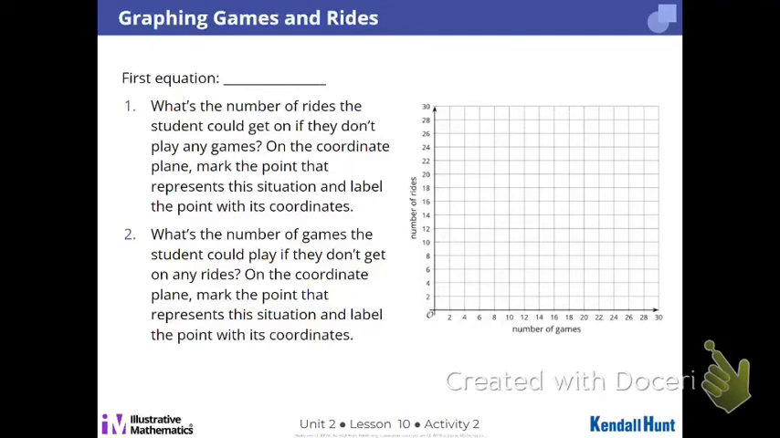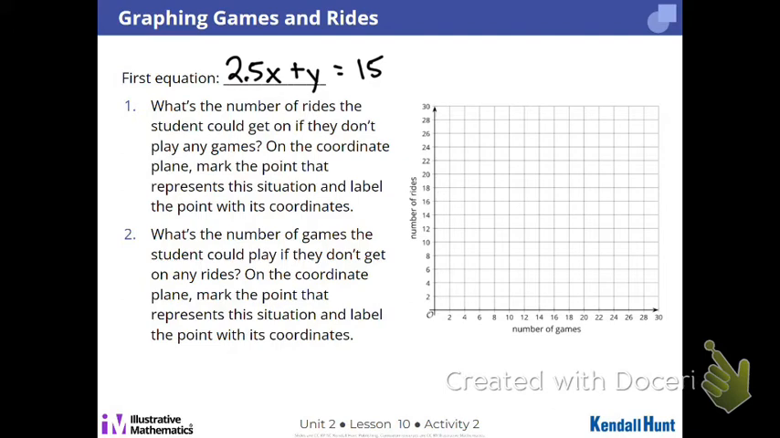What we're going to do is we're actually only going to roll through the second equation, because the first one's kind of easy, I think. So the second equation was $2.50 per what? $2.50 per game, and then rides were $1, for a total of $15, right?